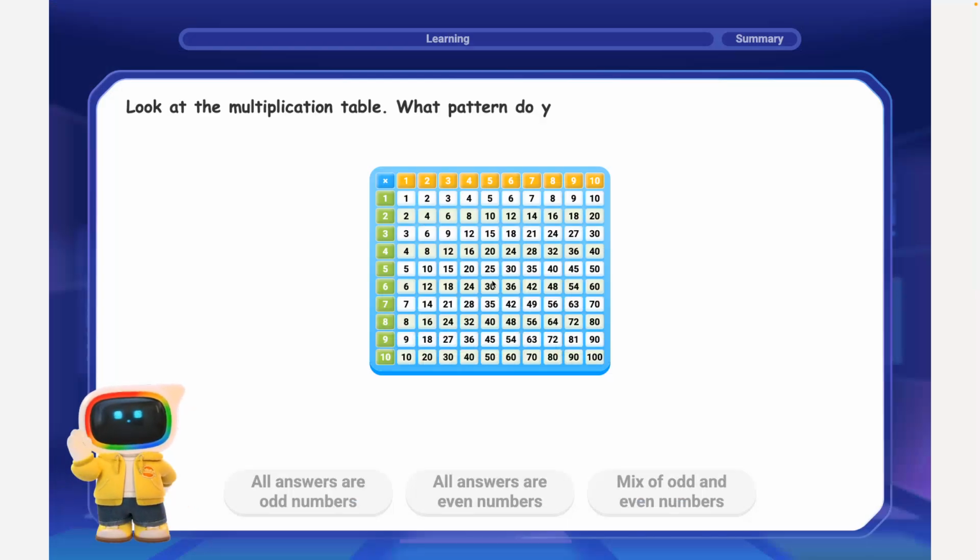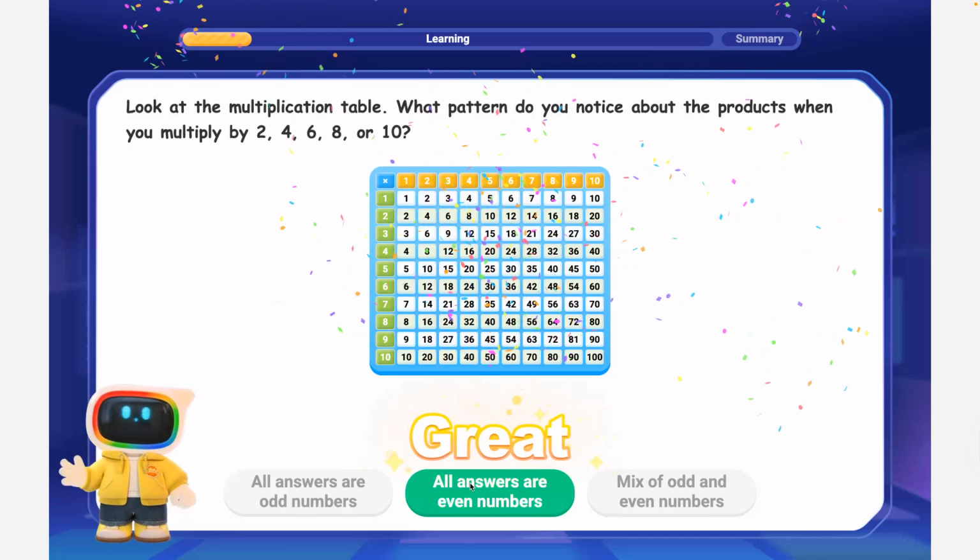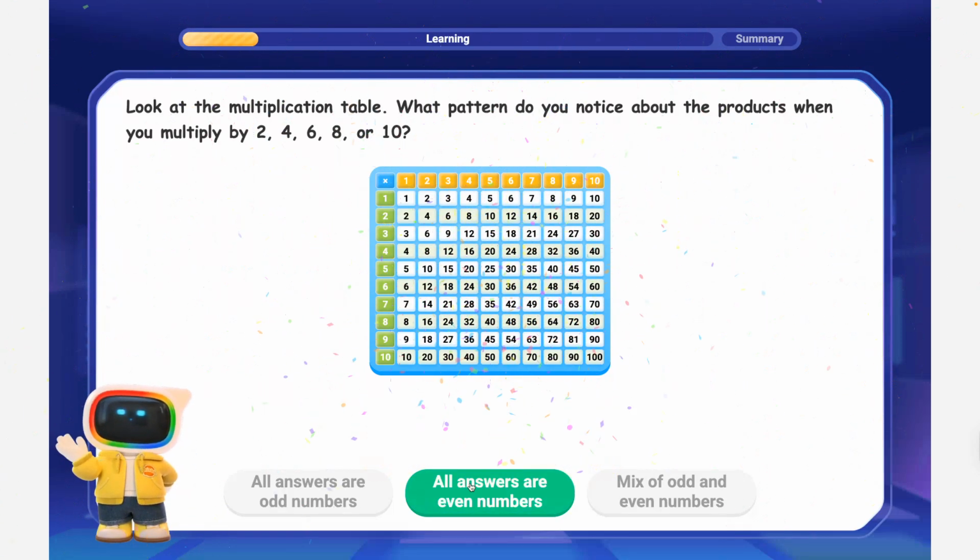Look at the multiplication table. What pattern do you notice about the products when you multiply by 2, 4, 6, 8, or 10? Excellent observation. When we multiply by 2, 4, 6, 8, or 10, the answers are always even numbers. This is a helpful pattern to check your work.